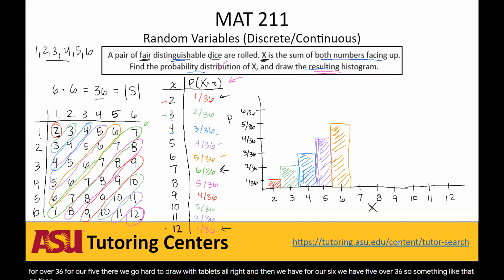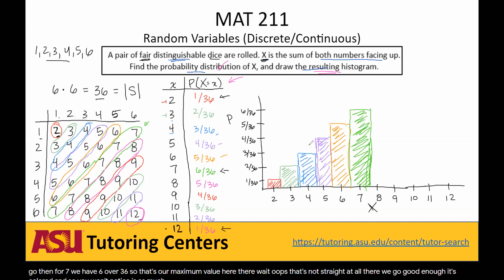Then for 7, we have 6 over 36, so that's our maximum value here. So there we, oops, that's not straight at all. There we go. Good enough. It was colored in so you won't notice as much. There we go. All right, and now we can start going back down. So 8 is 5 over 36. There we go. And 9 is 4 over 36.